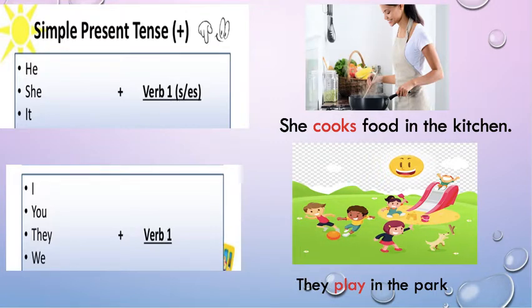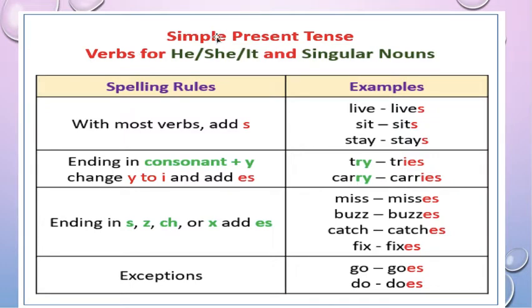Okay, students, next. Now, simple present tense verbs for he, she, it and singular nouns. Let us see what we are going to do when we are adding s, es and ies. There are certain rules which we have to follow when we are adding s, es and ies to the verbs. Got it?